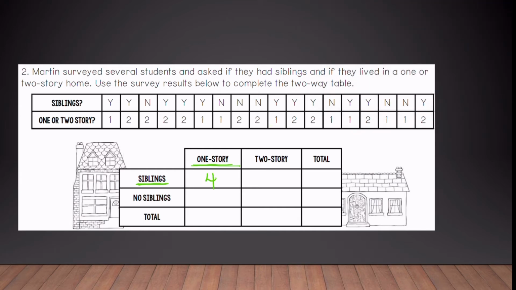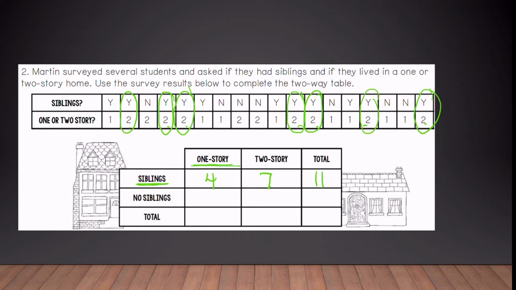Now I'm going to count how many have siblings in a two-story. So that would be a yes with a 2. Yes with a 2. And I'm going to go through and circle them this way this time and count. So that I have 1, 2, 3, 4, 5, 6, 7. So what we're saying is I have 11 total that have siblings.